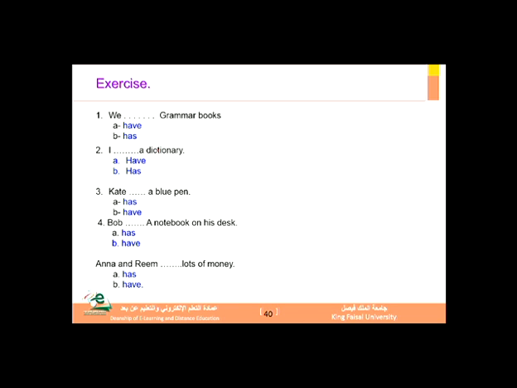These are some typical exercises of how, for example, we can have those exercises in the final exam. So then we have or has grammar books. We said we is a plural pronoun and it takes have. So we have grammar books. We have grammar books.